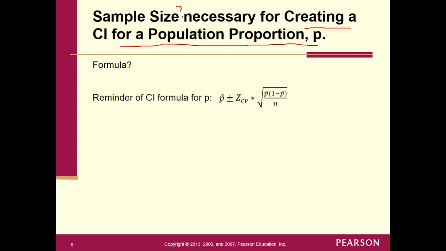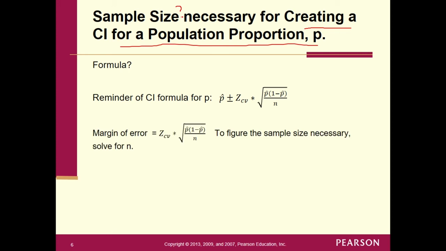So the reminder is that we have a confidence interval for the population proportion P, and there it is. And the margin of error is this last half, right? Anything after the plus and minus sign. And so to figure out the sample size necessary, basically you're going to solve for n.